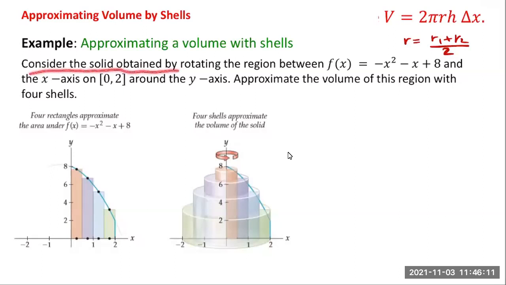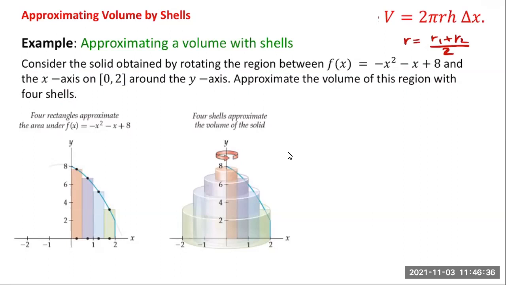Consider the solid obtained by rotating the region between f of x equal to minus x squared minus x plus 8 and the x-axis on the interval 0, 2 around the y-axis. Approximate the volume of this region with 4 shells. We are asked to approximate the volume of this region with 4 shells.